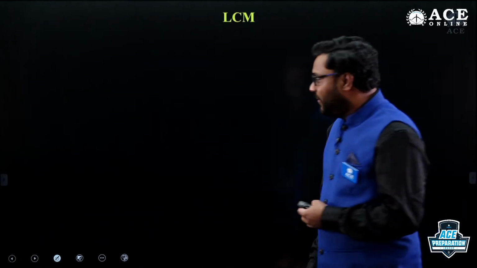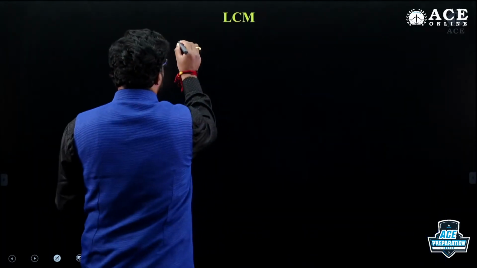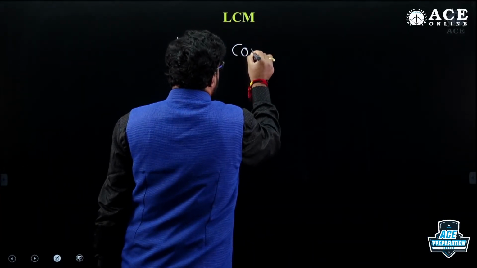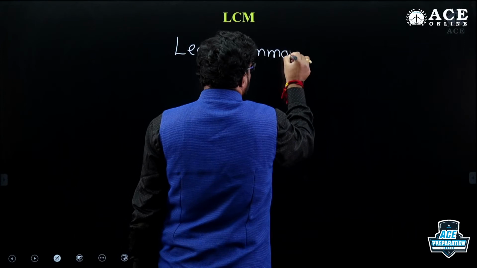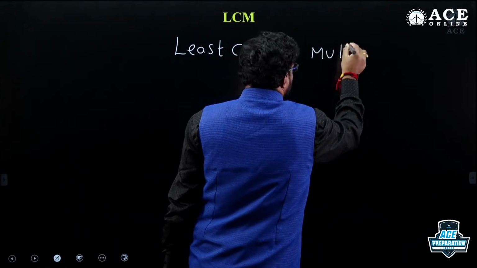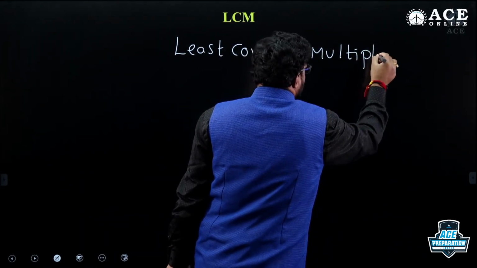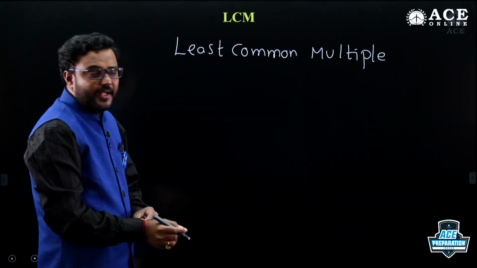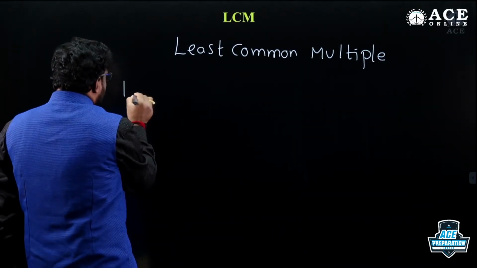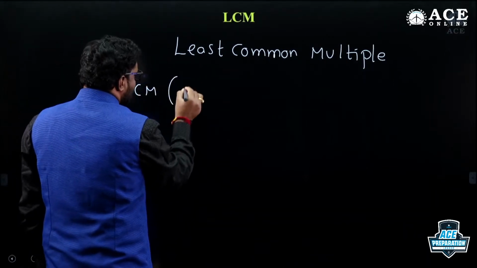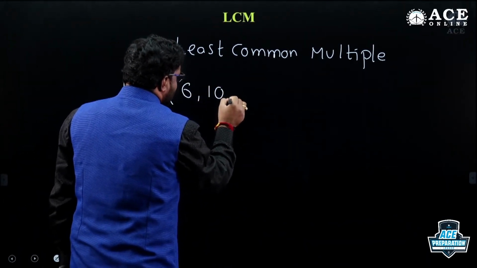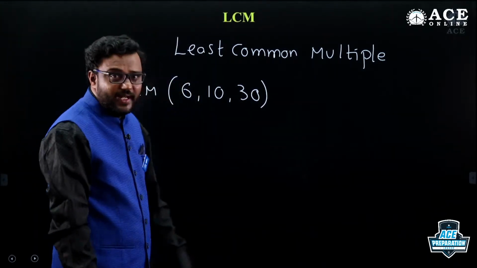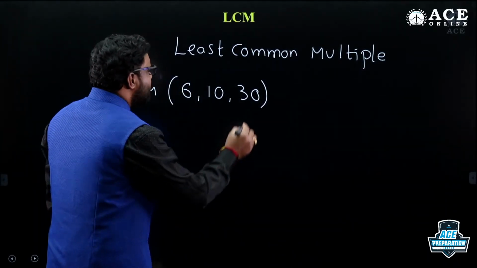LCM, least common multiple. In this LCM, let's start with the basic example. I want to find LCM for 6, 10 and 30. Okay, so the answer is 30.